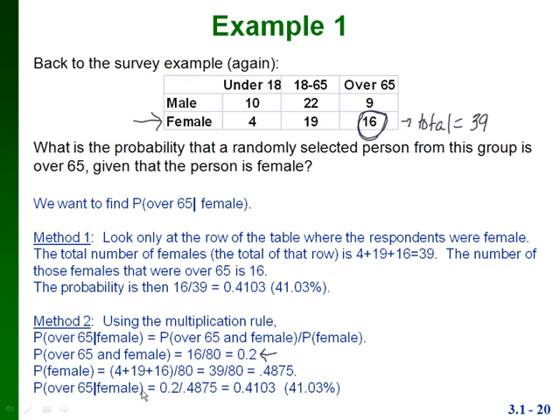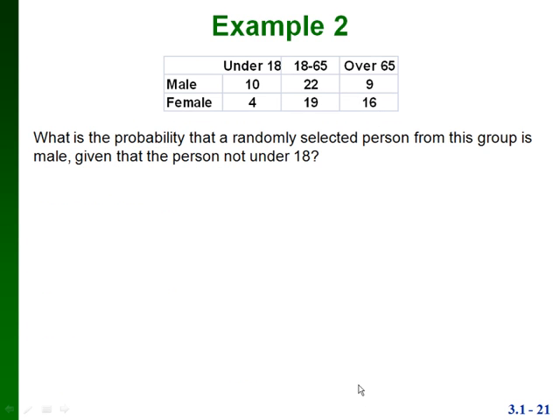That gives us 0.2. Then we also need the probability of female. Well, we know the total of the female row is 39, so we're going to divide 39 by 80 and get 0.4875. So to get our final answer, we divide the 0.2 by the 0.4875, and this way also we get 41.03%. Here's another example. What is the probability that a randomly selected person from this group is male, given that the person is not under 18?